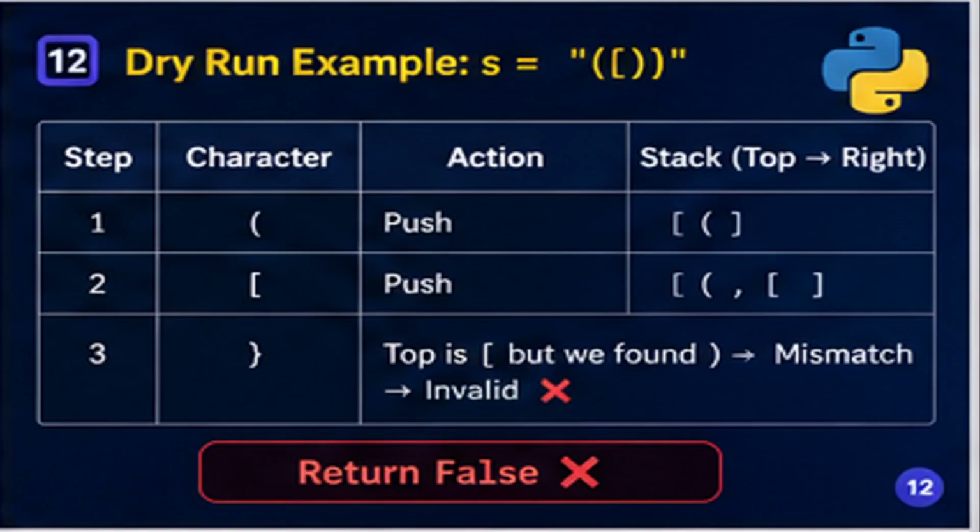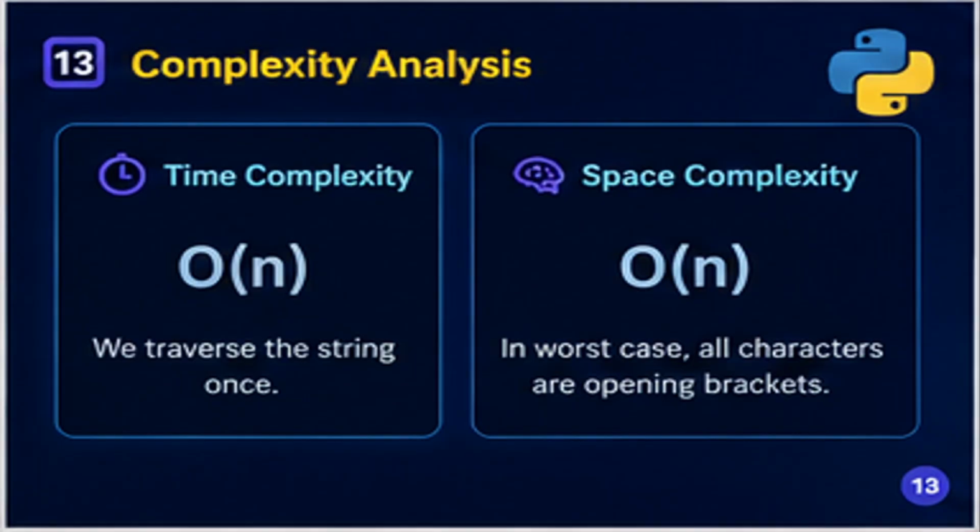Let's analyze the complexity. Every character is processed exactly once. Therefore, the time complexity is O of n. In the worst case, every character could be an opening bracket, so the stack stores all of them. Therefore, the space complexity is also O of n. This is the optimal solution for this problem.